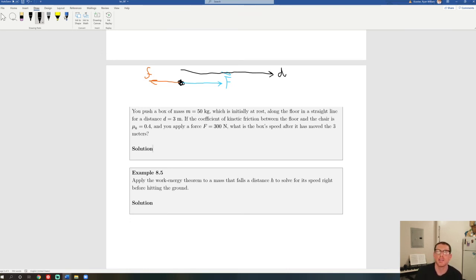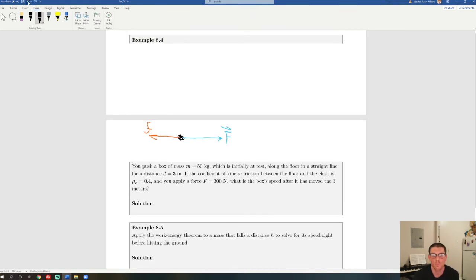And I didn't draw in the gravitational force or the normal force, even though they're there, because those will both be at 90-degree angles to the displacement vector, right? And remember that cosine of 90 degrees is 0. So there's no work associated with the normal force or the gravitational force in this case. It's just the applied force and the friction force. So let me clear that. Cool.